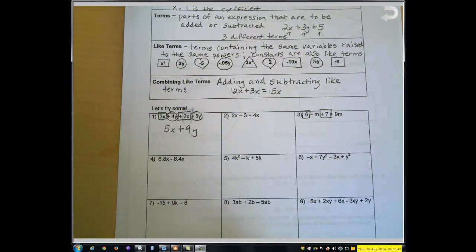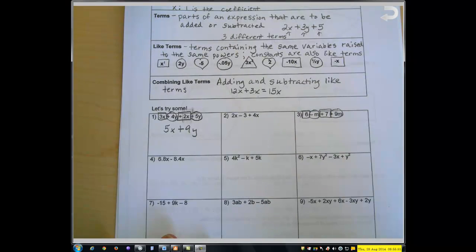Okay, let's move on to example 3. Let's first identify our like terms. So we have two terms that do not have variables with them. And then we have two terms that have an m with them. And notice again how I include the operation sign with the number or variable that it is in front of.